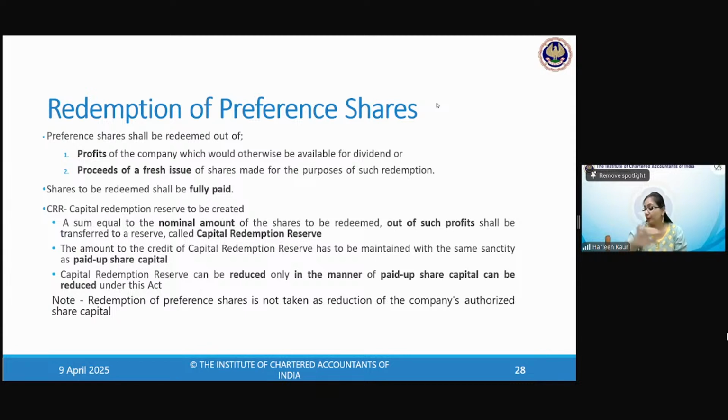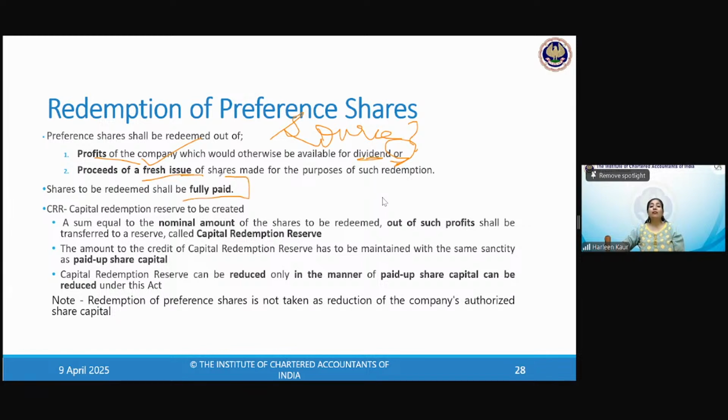Now, how are you going to issue preference shares? This is something very, very interesting and you have to understand. Can you redeem the preference shares out of the profits or the proceeds of a fresh issue? It says redemption of preference. What is the source of money? Where does it come from? You are redeeming preference shares, you're going to pay back their money. What is the source for this redemption? The source is, first you will use the profits of the company which are available for dividend, or proceeds of a fresh issue of shares. You will issue fresh shares in order to redeem the preference shares.